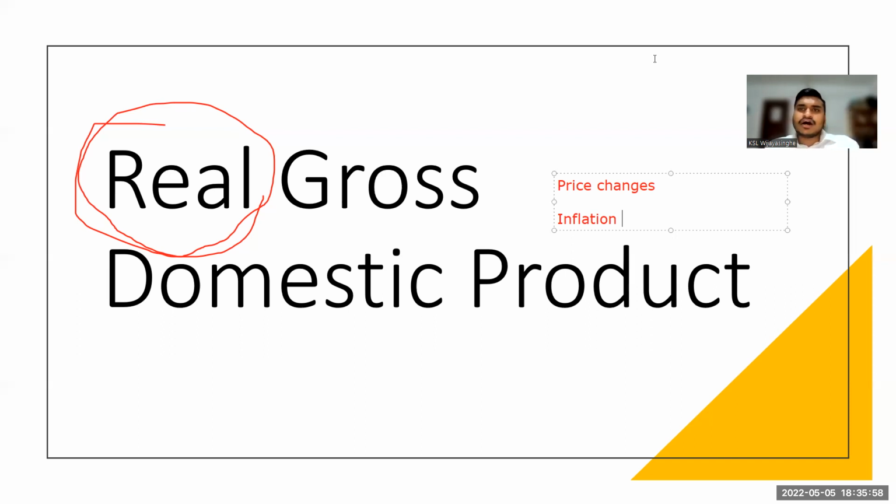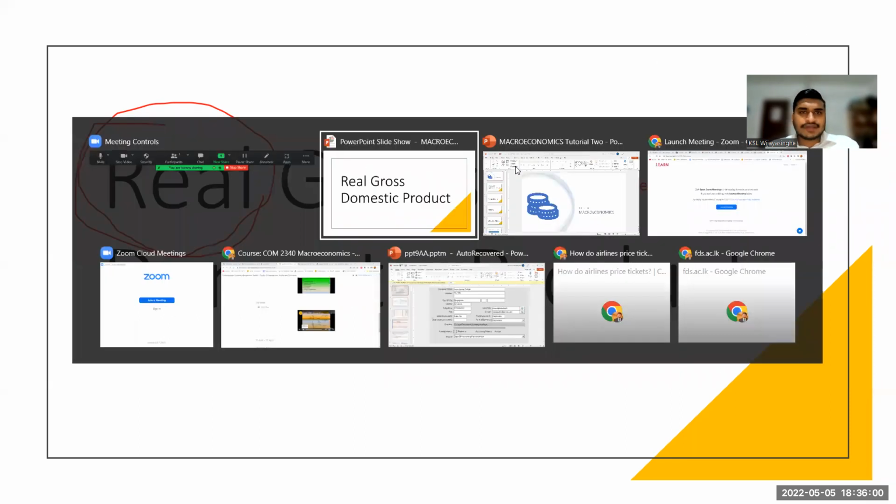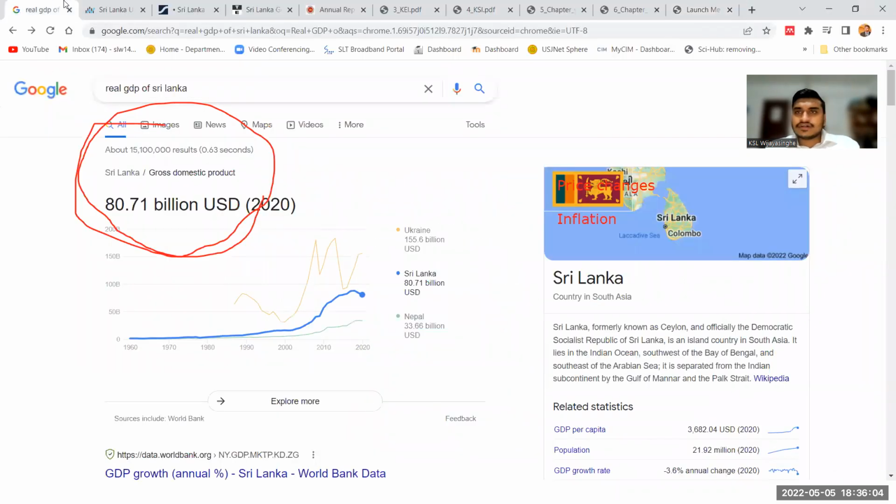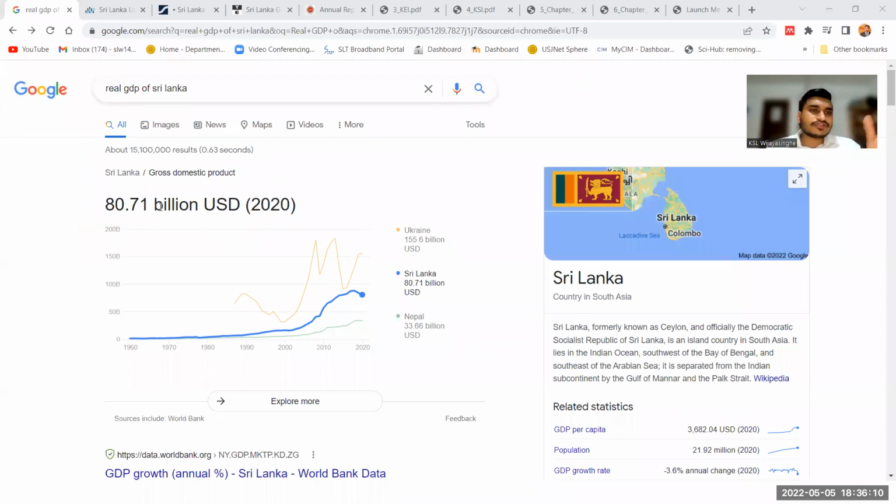So, I believe you might be able to see what I'm sharing right now. I will clear the annotations which I have made. Last week also we discussed this data, which is available with information up to 2020 in terms of US dollars. The GDP of Sri Lanka is 80.71 billion.